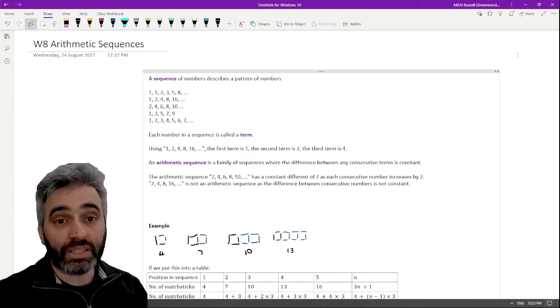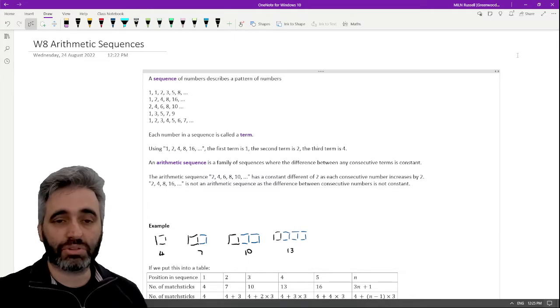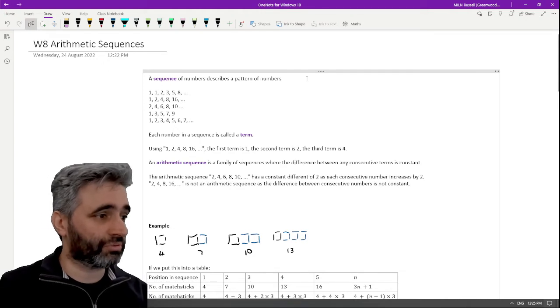Hello everybody. Today we're going to have a look at arithmetic sequences and series and see if we can figure out how we can use them for problem solving. So let's start with some definitions and then we'll work from there.